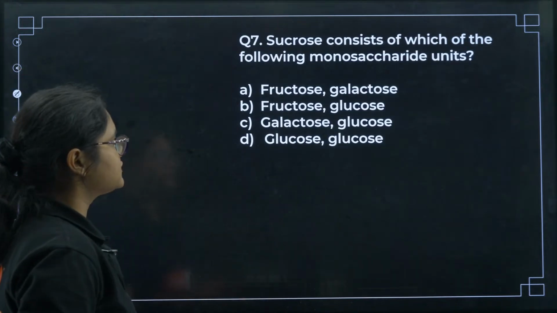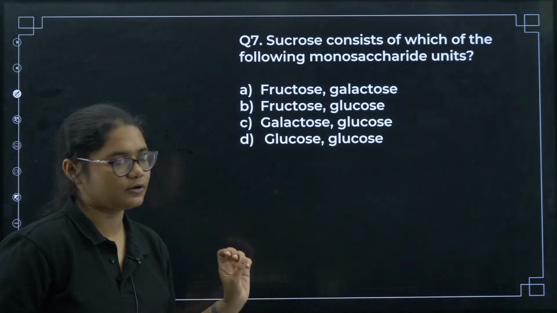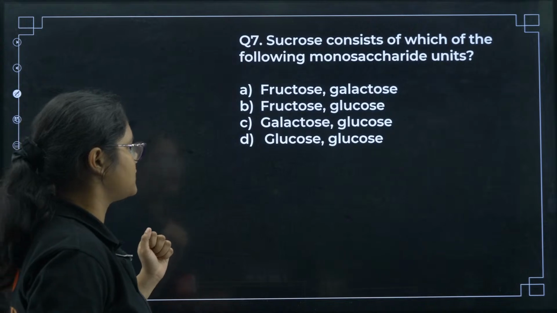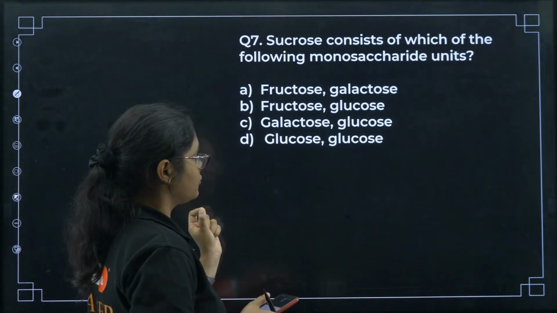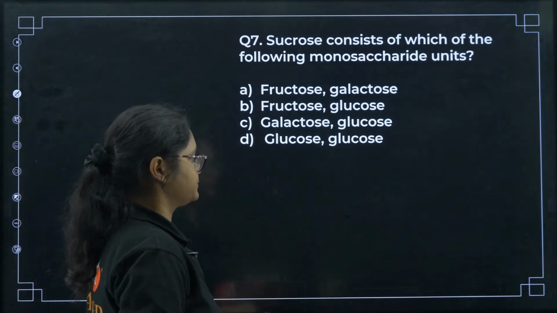7. Sucrose consists of which of the following monosaccharide units? Yes, we have solved similar questions. Yes, very simple one. You can answer fructose and galactose, fructose and glucose, galactose and glucose, glucose and glucose.